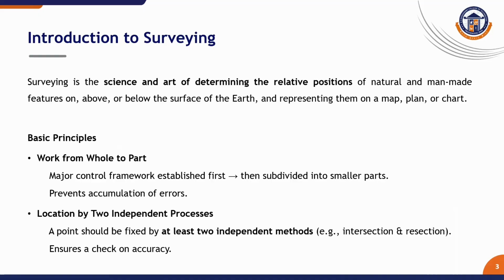The first is working from the whole to the part. This means we establish a major control framework over the entire area. We then subdivide the larger area into smaller parts. This hierarchical approach prevents the accumulation of errors, confining them to smaller sections. The second principle is location by two independent processes. This means a point should always be fixed using at least two independent methods, such as intersection and resection. This provides a built-in check for accuracy and helps in identifying mistakes.